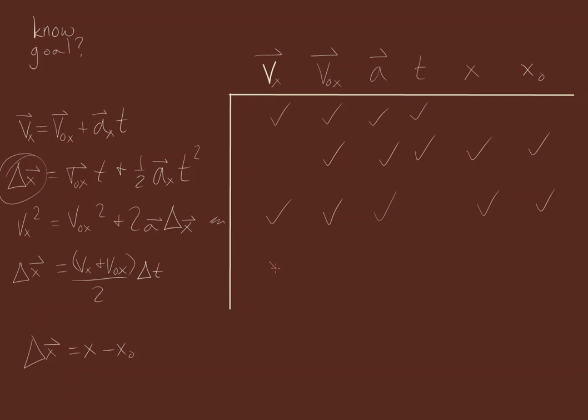Here we have everything but the acceleration. And that's the secret we're looking at. If we don't care about the final velocity, we're using the second equation. If we don't care about the displacement, we're using the first. If we don't care about the time, we're going to use the third equation. If we don't care about the acceleration, we're going to use the fourth equation here.